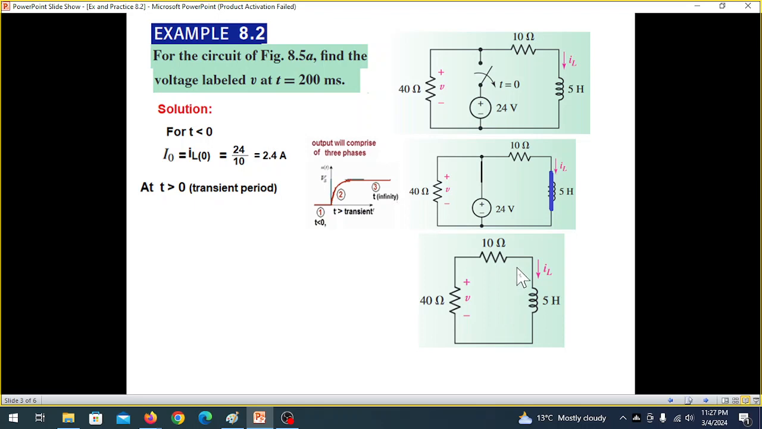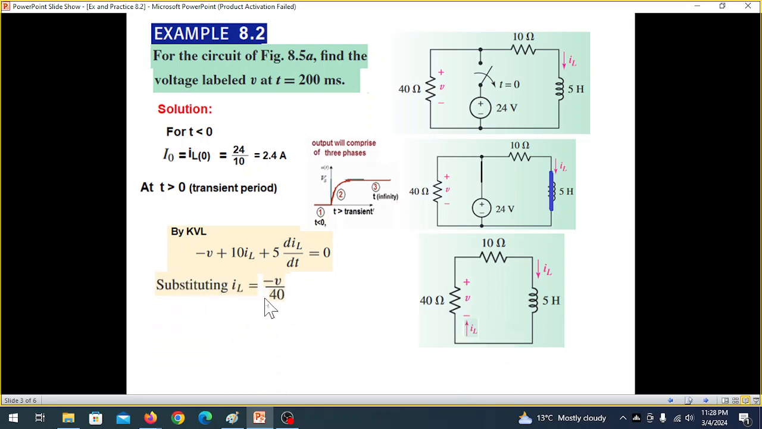Okay, now what will this circuit be when transient? That means the inductor will not behave like a short circuit. The inductor behaves like a short circuit during steady state only. So this circuit we'll be using, and we can write the KVL equation from here: minus v, and then 10 into IL, and then 5 into L di/dt, or L di/dt.